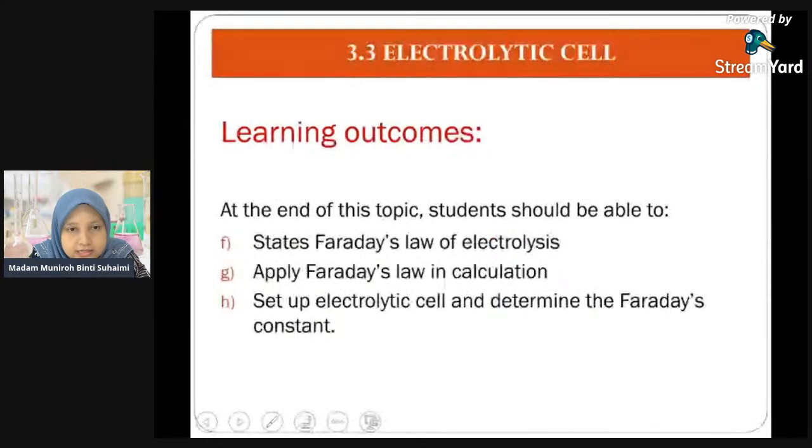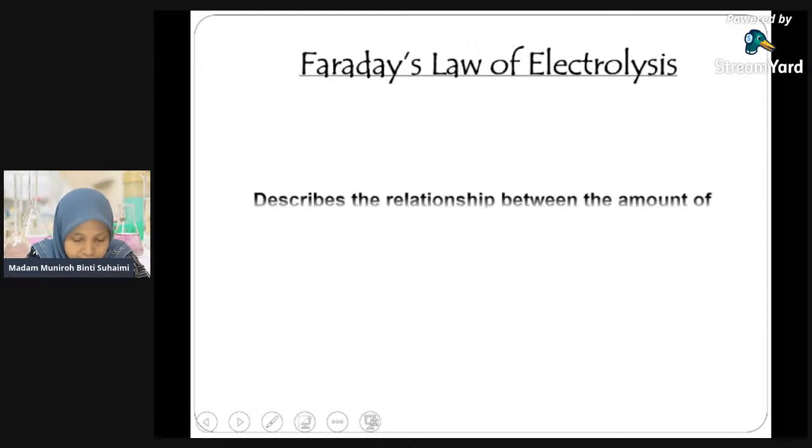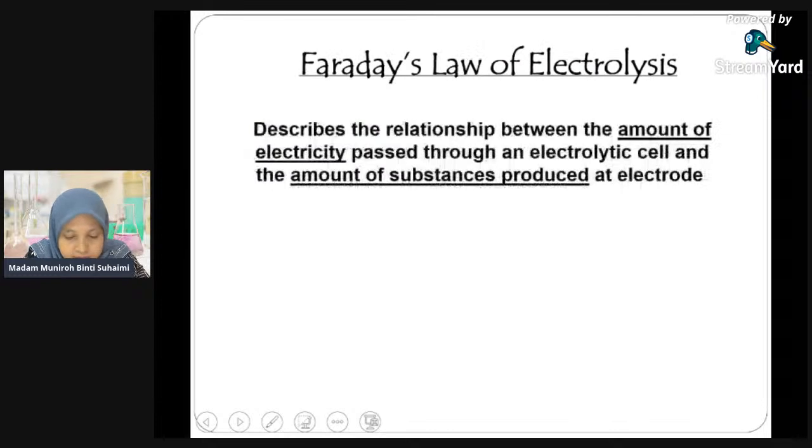Next, sikit lagi. So ada Faraday's. We have Faraday's law of electrolysis and apply Faraday's law in calculation. For electrolysis, we have calculation which is Faraday. Faraday's law of electrolysis describes the relationship between the amount of electricity passed through an electrolytic cell and amount of substance produced at electrode. So kita nak calculate lah berapa mass yang deposited.